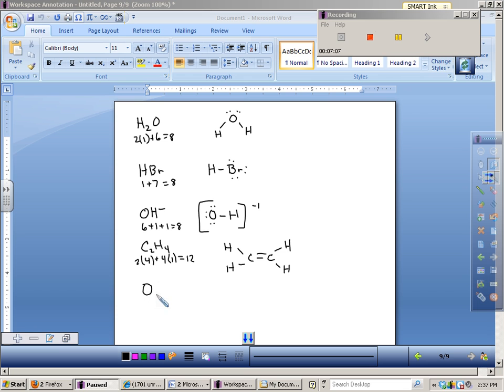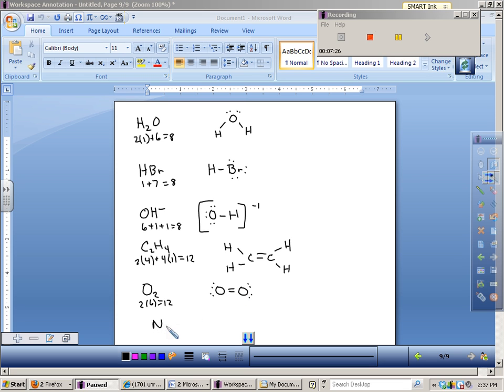The last two are diatoms. We have oxygen, 2 oxygens each bringing 6 for a total of 12. We've seen pictures of the oxygen and we made the models for oxygen. We know that there's going to be a double bond and 2 pairs being kept to themselves. So that's 2, 4, 6, 8, 10, 12.